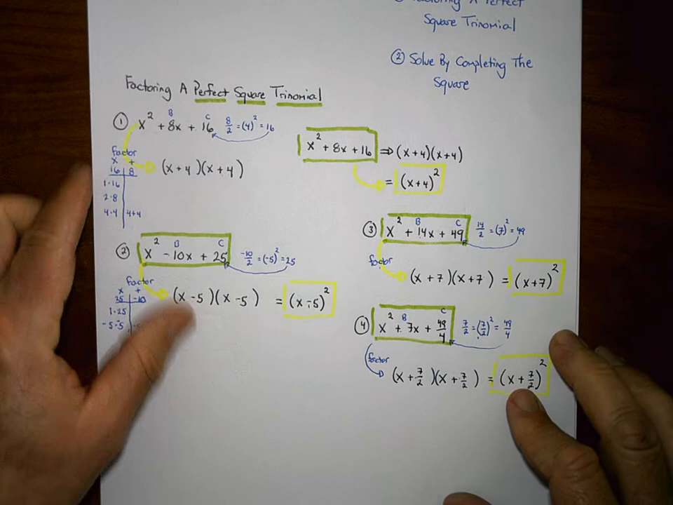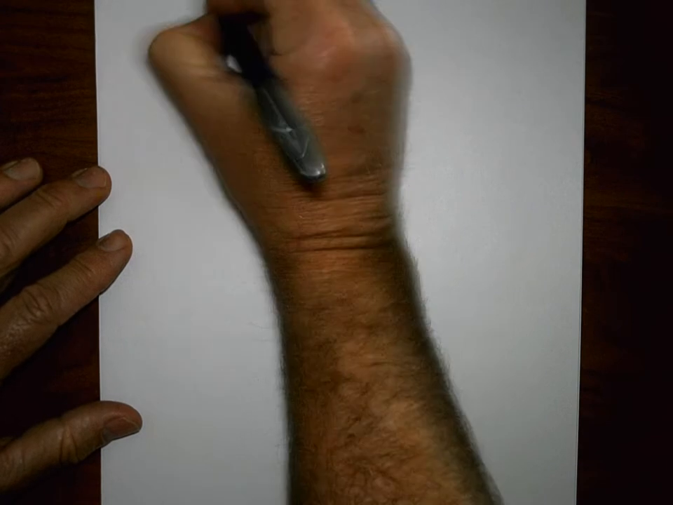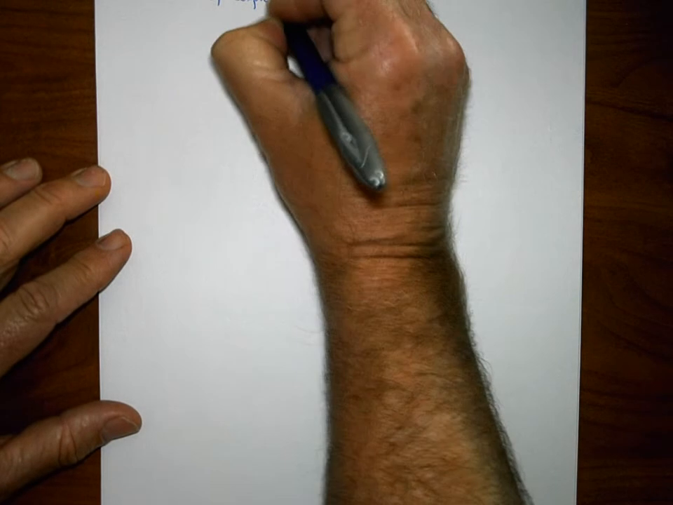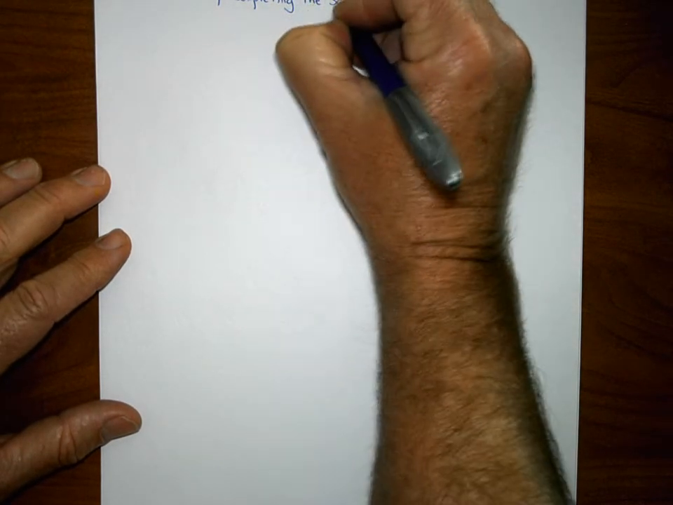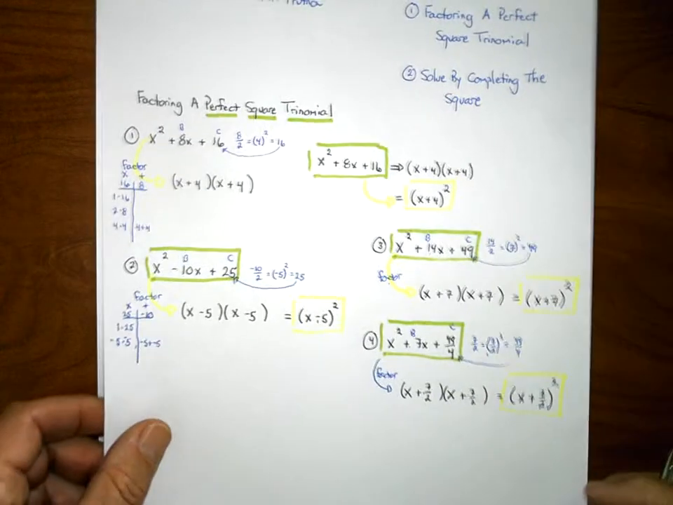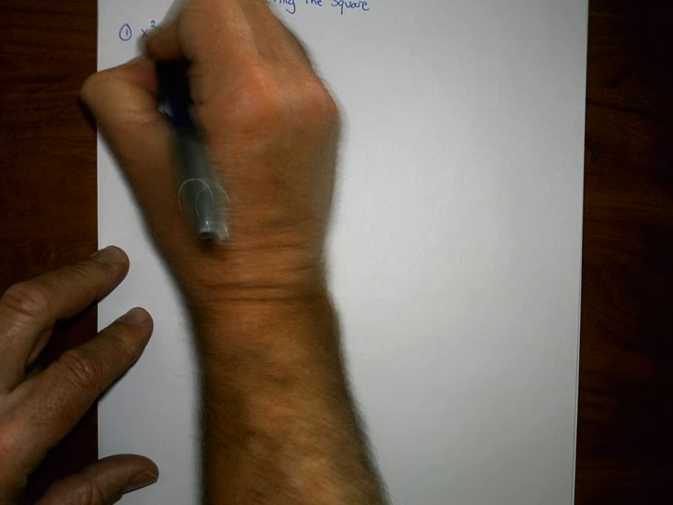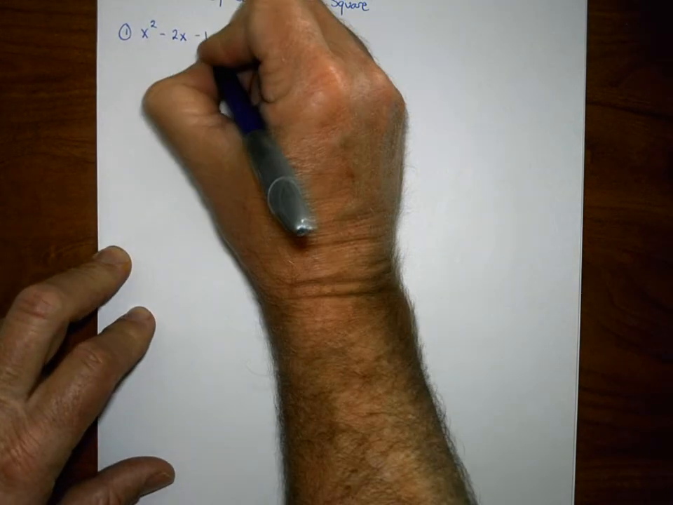All right, so that's the first thing that we're going over. Now the second concept that we're going over is how to solve by completing the square. So this is going to be a process that we're going to use to solve for x, and we're going to be using this process here of where we factored the perfect square trinomial. Okay, so let's go over number 1 here, which is x squared minus 2x minus 15 is equal to 0.